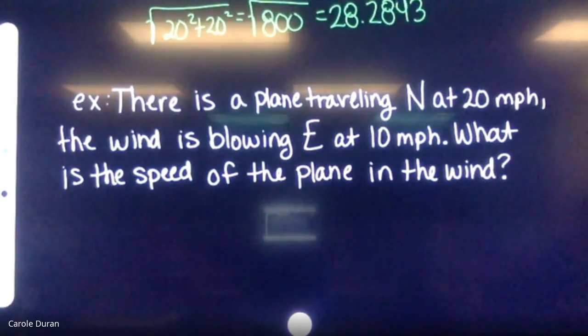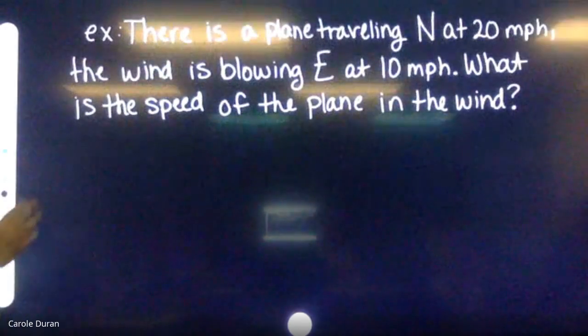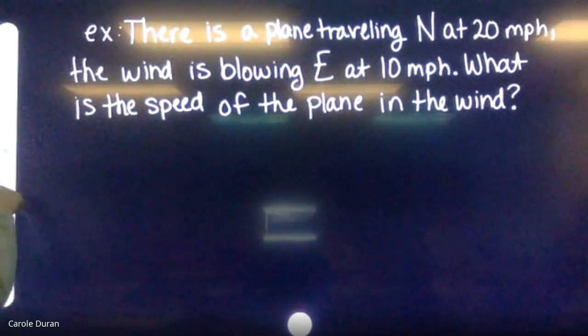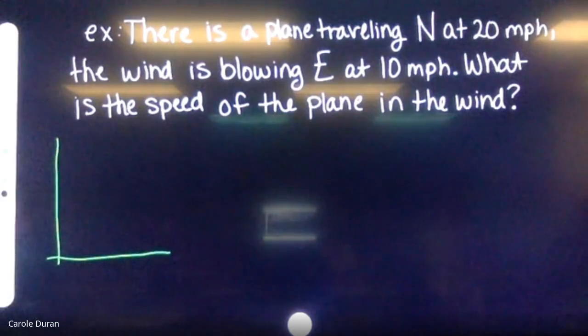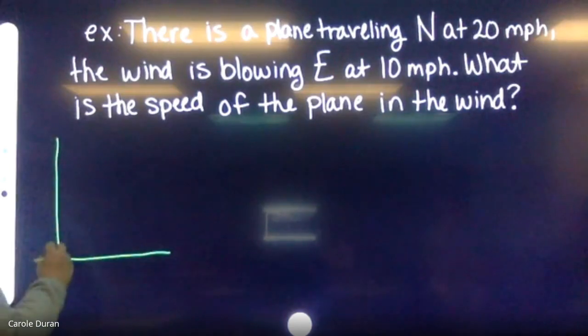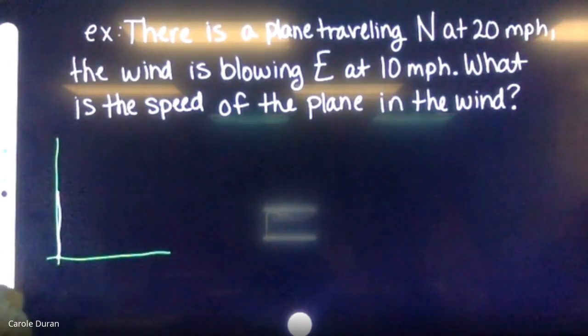Okay, so what's the first thing I'm gonna do when I'm given a picture, a problem like this? You're gonna draw a little thingy. I'm going to pull out important information and draw a picture, because that helps me the most. The first thing I notice is that I'm working with north and east, so an XY plane for quadrant 1 will be perfect. In quadrant 1, we assume all vectors come from the origin. So my plane is traveling north, which is up, at 20 miles per hour.